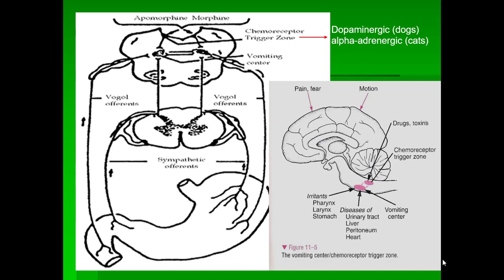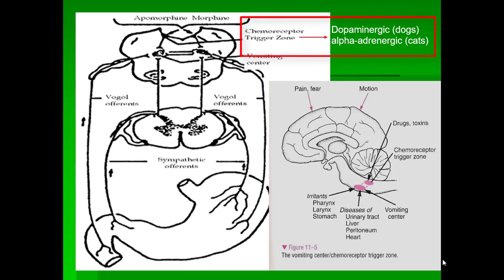And why do I mention this? Well, there are some drugs like morphine or hydromorphone that stimulate the chemoreceptor trigger zone, but they do depress the vomiting center. When you inject them, they're going to reach the chemoreceptor trigger zone before they get to the vomiting center. And this explains why they can be used to induce vomiting.